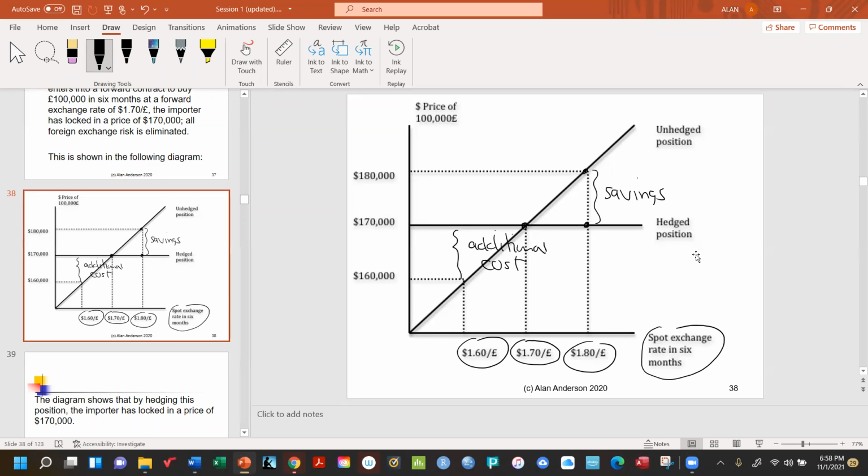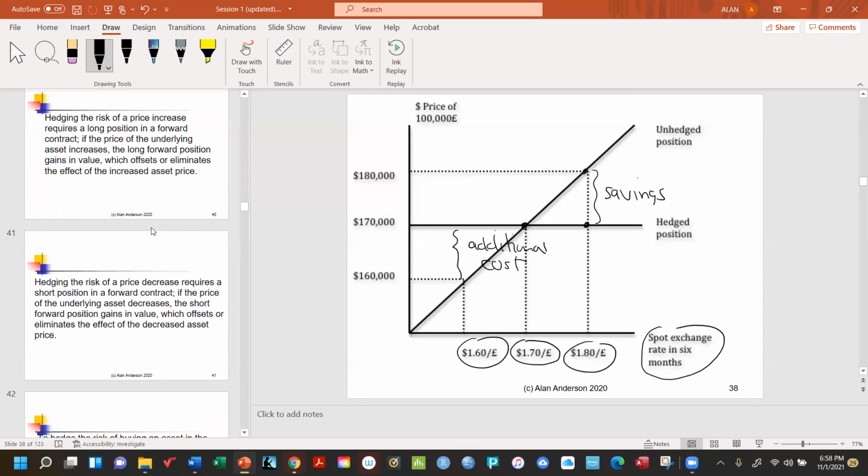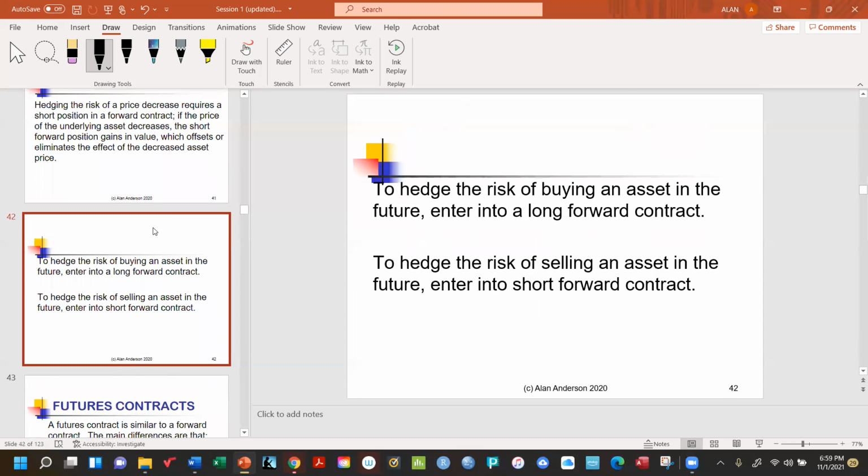All right, so in other words, the decision as to hedge or not to hedge depends on your outlook on the future and how much risk you're willing to tolerate. So just to summarize, to hedge the risk of buying an asset in the future, you would enter into a long forward contract in which you agree to buy pounds in the future for a price settled on today. If, on the other hand, you're an exporter who would like to sell pounds in the future, you'll enter into a contract to do exactly that, to sell pounds for a fixed exchange rate. So the buyer wants to enter into a long contract, the seller, a short contract.